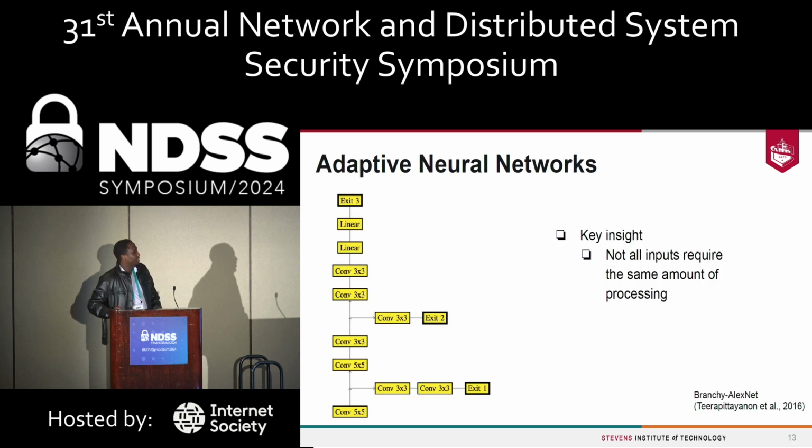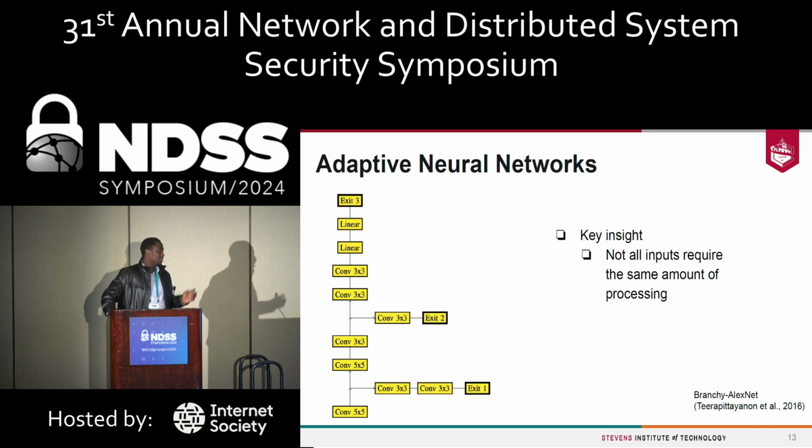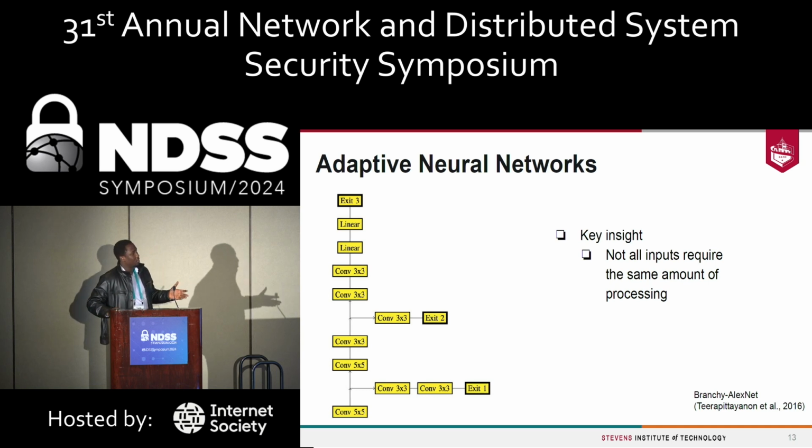But in the case of adaptive neural networks, especially early exit networks, we understand that not all inputs are the same, so not all inputs require the same amount of computation. Thereby, this type of adaptive neural network is embedded with early exits to classify some inputs early once the model is able to deem that it's confident enough to classify it.